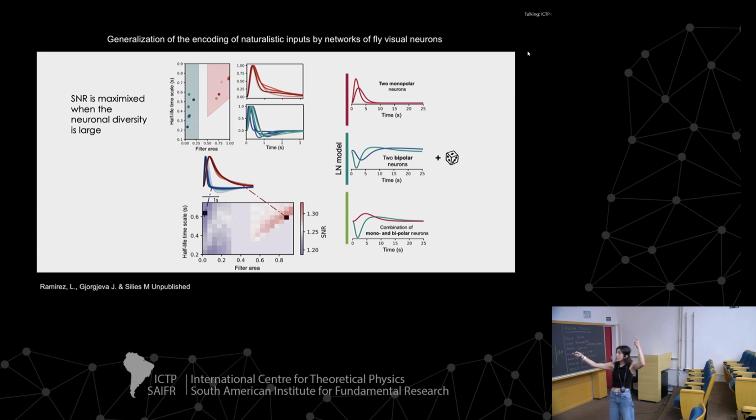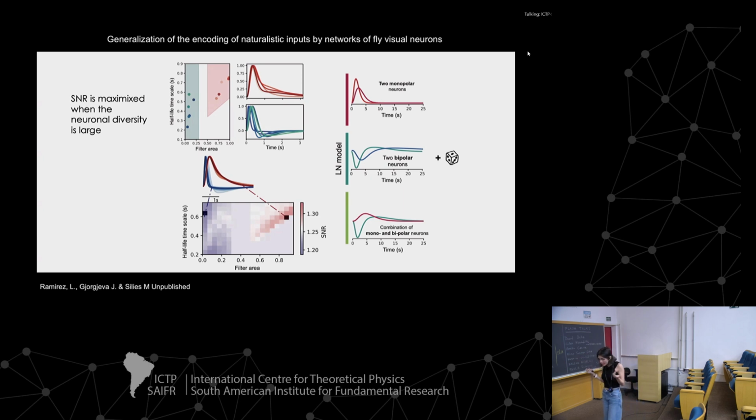So the higher the signal-to-noise ratio, the better. So what this plot is telling you is that for a general amount of filters that you can generate in your network, if you have a highly diverse network that combines these bipolar and these monopolar neurons, then you increase the signal, then you maximize the signal-to-noise ratio, which is in this red region here, right?